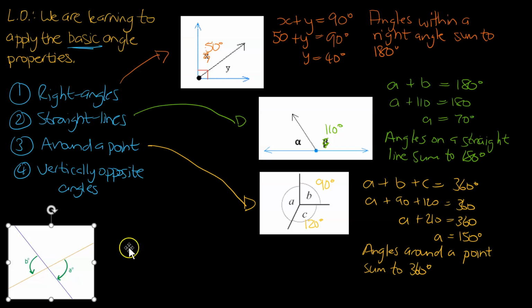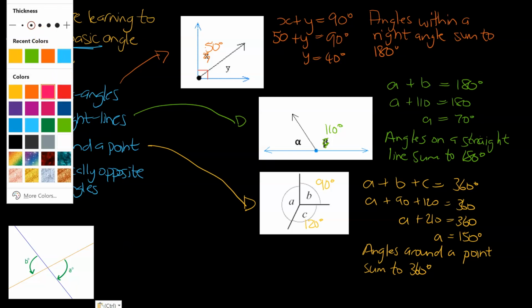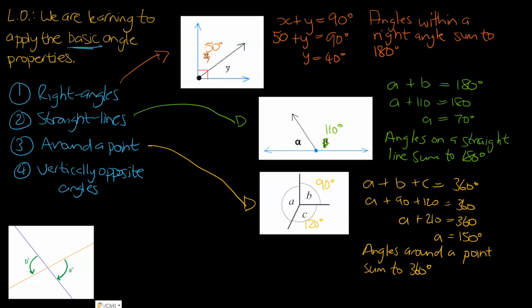Okay, so let's paste in our last video. And we'll change pen color to finish up. So we'll start using the pink pen. So what we're going to do, vertically opposite angles, well, that relates to that diagram here. And this one, I think, conceptually is a lot easier than the other ones.